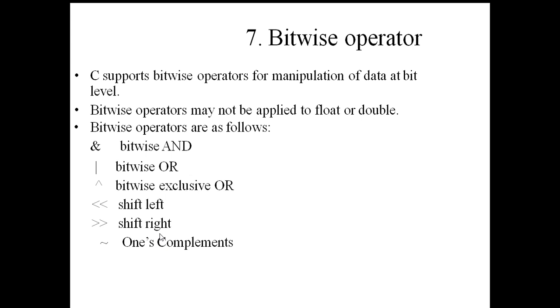And bitwise exclusive OR, if the two bits are different, that is one of them is 1 and the other is 0, then only the result will become 1, otherwise the result will become 0. And shift left, in this case the bits will be shifted to the left, it is simply equal to multiplying the operand by 2 to the power of the number of times that you are going to shift your bits. And shift right is similar to performing the division of the operand by 2 to the power of the number of times that you are going to shift right.